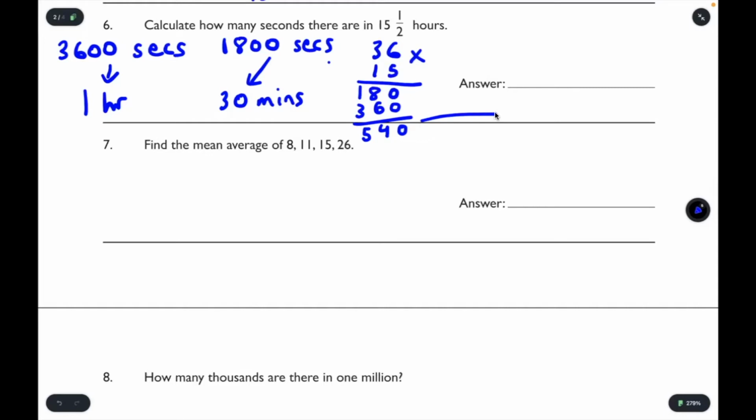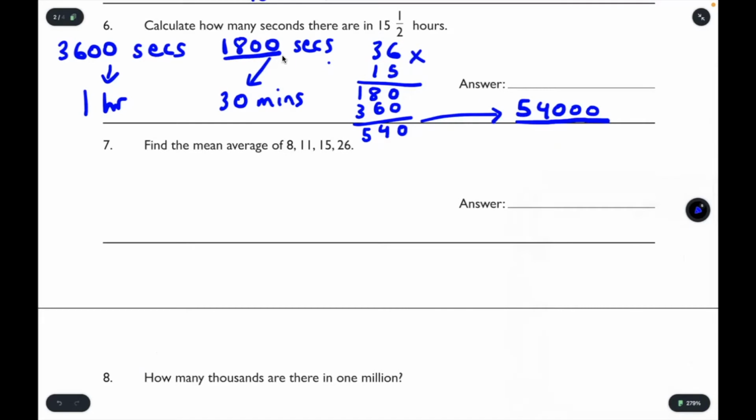But don't forget that we needed to put the 2 zeros on the end, because actually we wanted to multiply 3,600 by 15. So that means here we've got the number of seconds in 15 hours. And here we've got the number of seconds in half an hour. We just need to add the two.